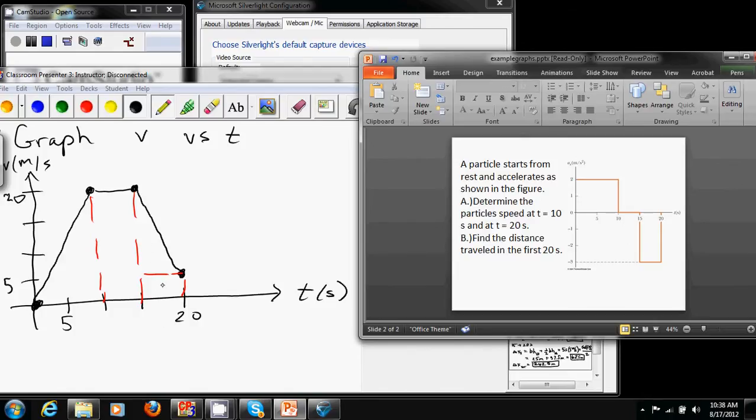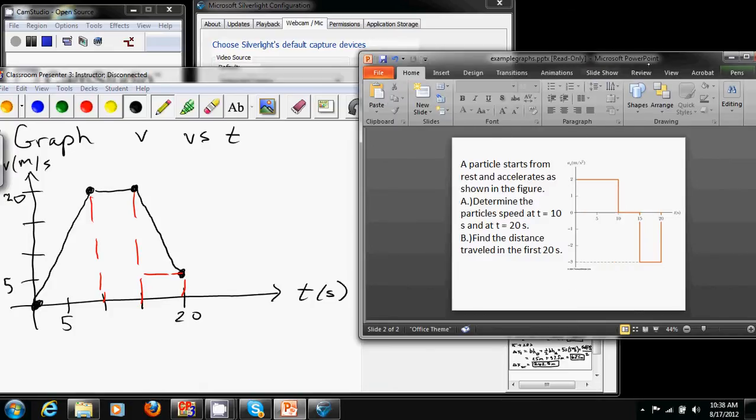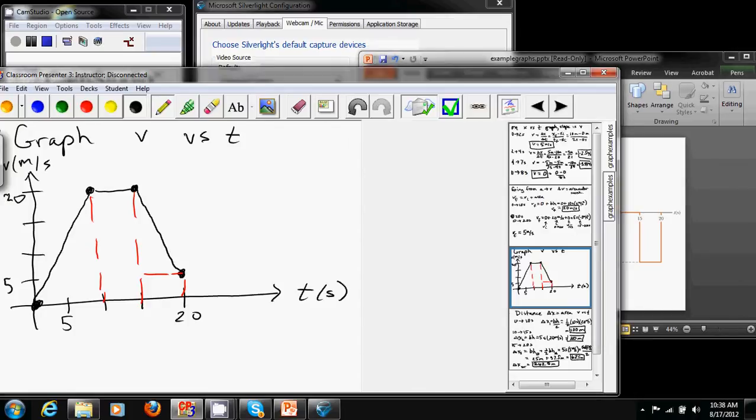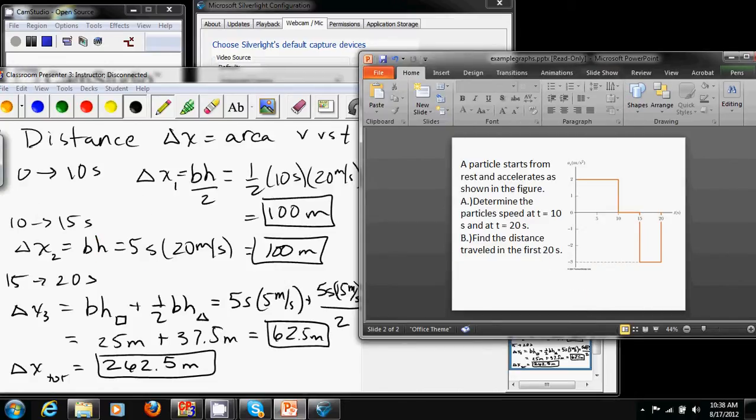Remember, I need to find the area under the curve, the total area under the curve. So between this line and this curve, I don't leave the rectangle out because that counts. It's between those two lines there. All right, so I need to find the distance traveled. I've got them both up. Okay, so for the first 10 seconds, I've got constant acceleration.